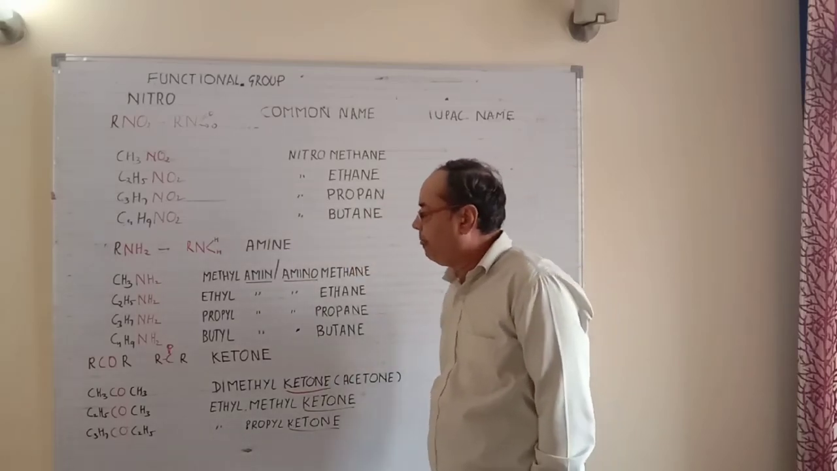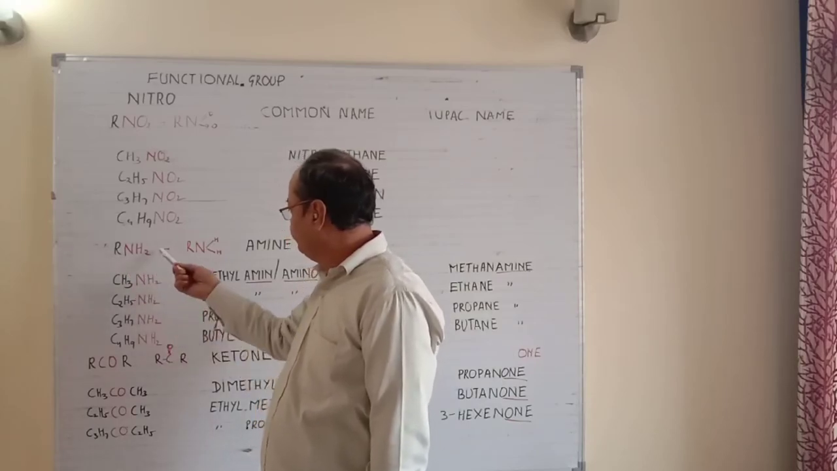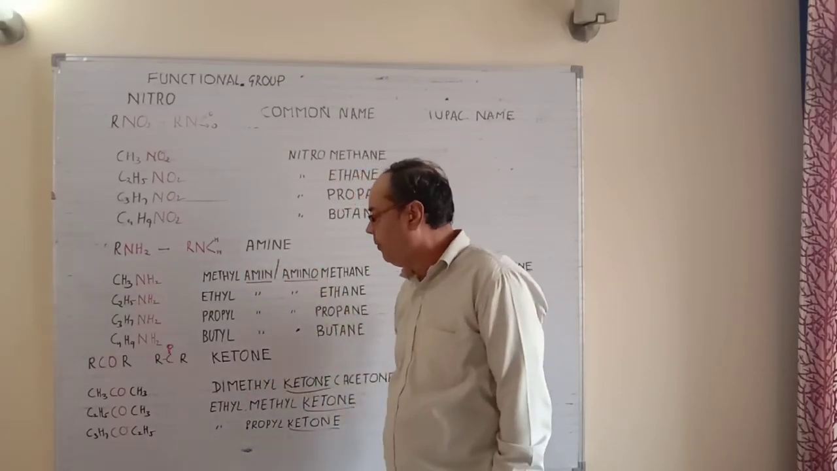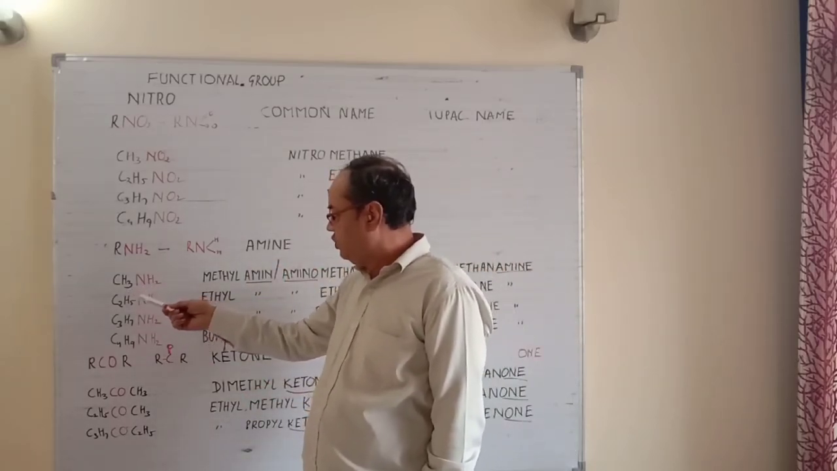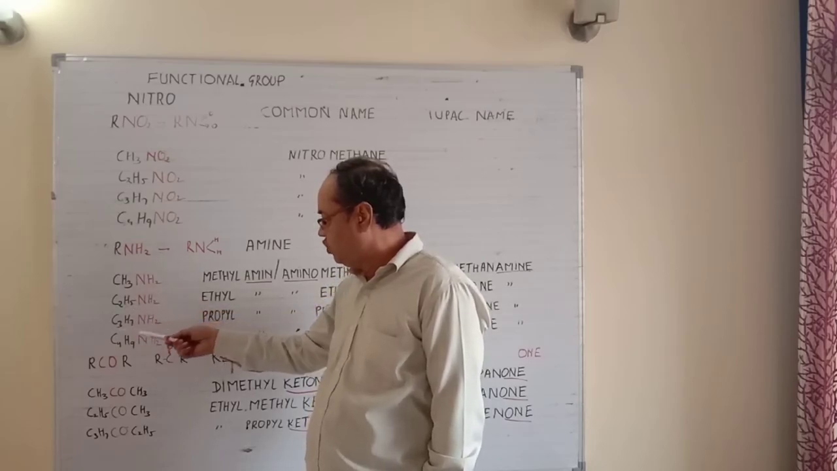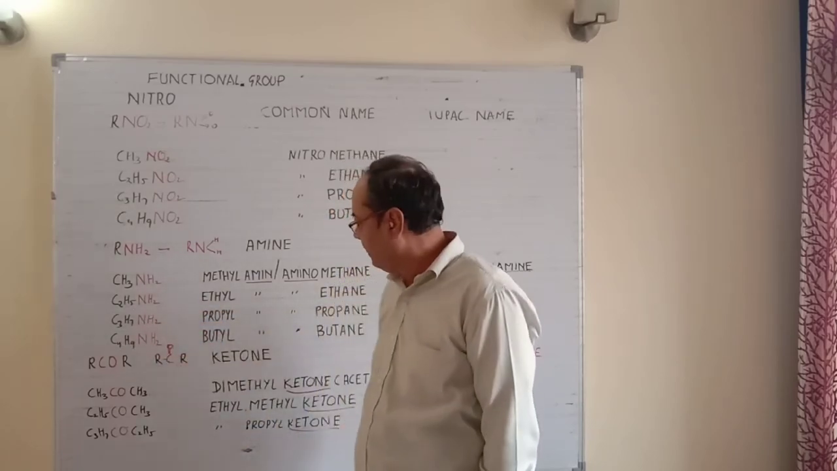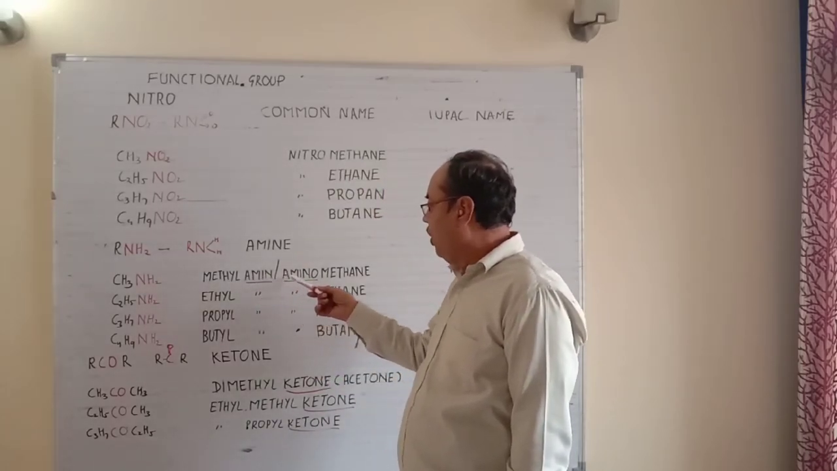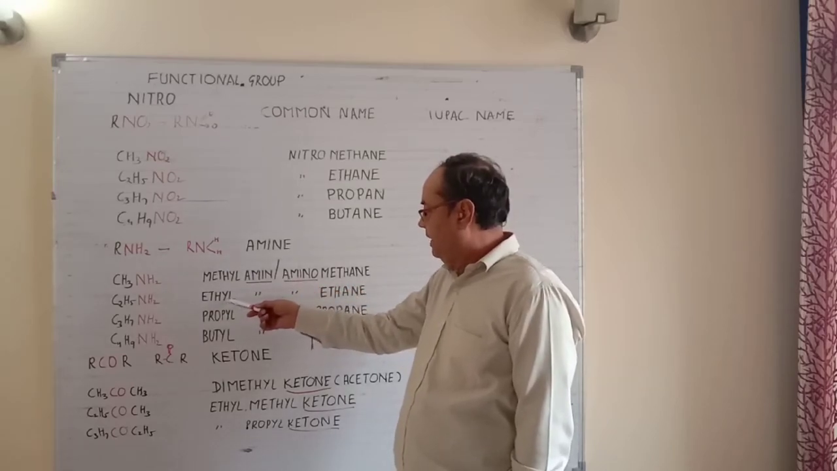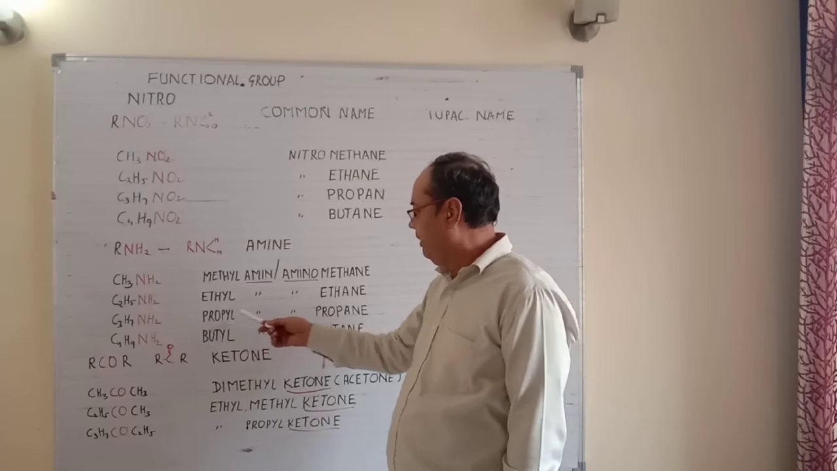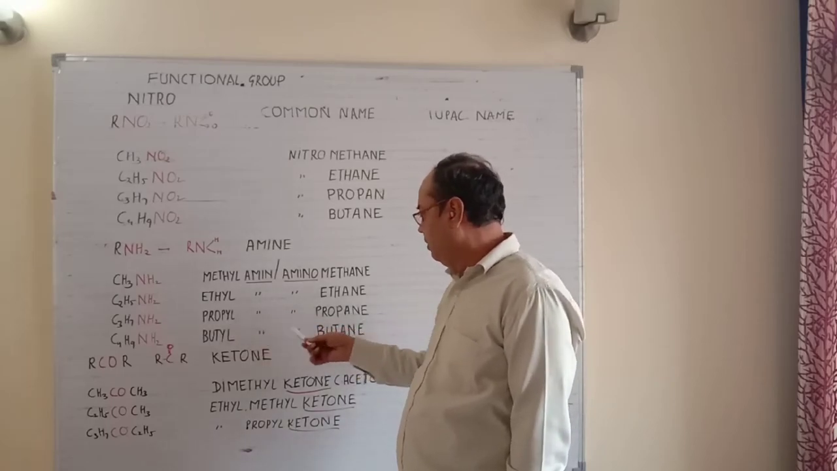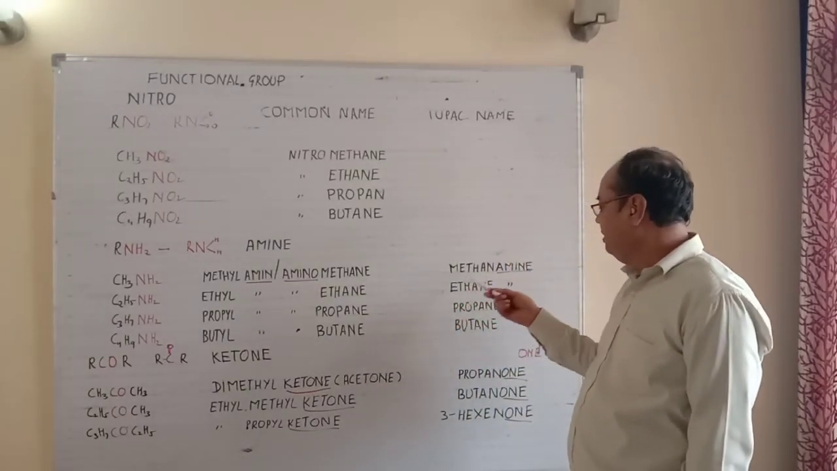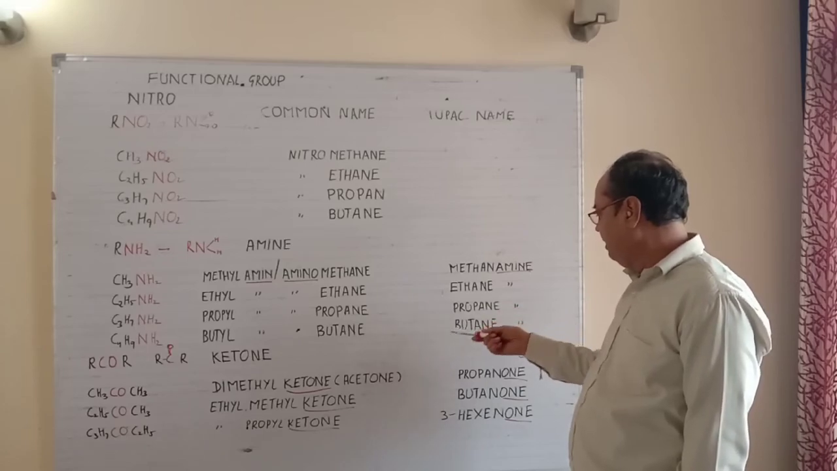nitrobutane. Next member is RNH2, that is R, N single bond H and single bond H, that is the amine group. So the first member is CH3NH2, then C2H5NH2, C3H7NH2, C4H9NH2 and so on. Now the amine group has two common names. It is methylamine or aminomethane, ethylamine or aminoethane, propylamine or aminopropane, butylamine or aminobutane. In IUPAC, it has the names methanamine, ethanamine, propanamine and butanamine.